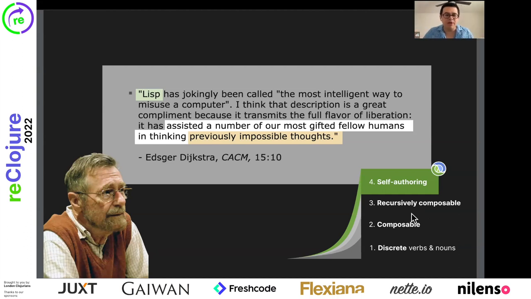And just to put this into context, it's a famous quote that I love, and it's very well known in Lisp circles. It's from Dijkstra that says that Lisp has assisted a number of our most gifted fellow humans in thinking previously impossible thoughts. That's a lovely phrase, right? Previously impossible thoughts. And I agree. So it took many of us to self-authoring, the fourth level.